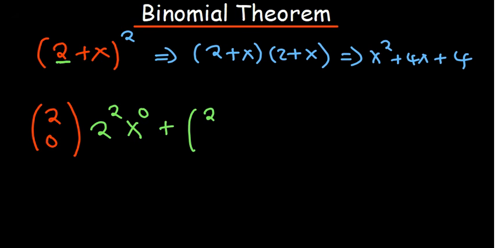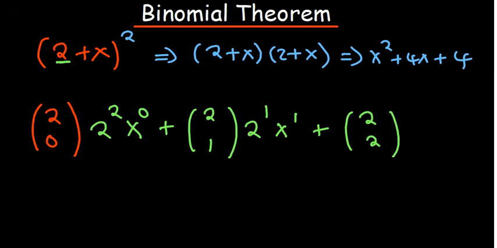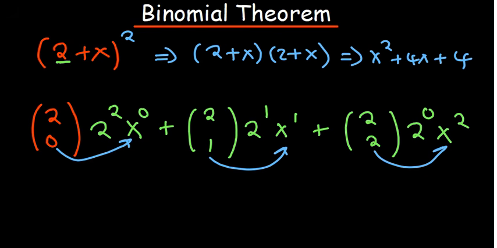It will now be 2 choose 1. 2 will be the power. It will now be the difference. Again, 2 minus 1 is a 1. X will match up to 1. And then we have 2 choose 2. 2 minus 2 is 0. X will still match up with a 2. So I've already made the relation to say x will always be matching up with what is on the bottom in your coefficients, as you can see.